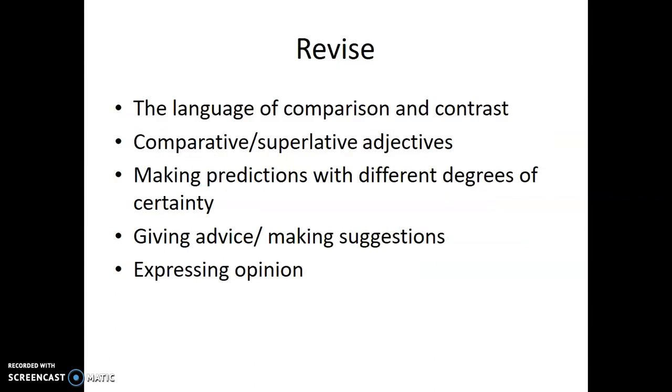I suggest you revise these language points. It's very important that you talk about your opinion. Your opinion should, of course, be supported by some examples and scientific facts. You need to be able to give advice, make suggestions, and make predictions with different degrees of certainty. I know you love this part. And you might also compare. You can say, okay, lettuce is much more expensive, so you need to know how to say that.